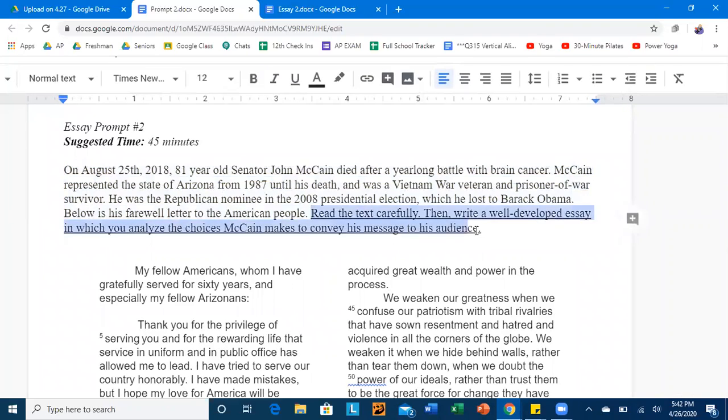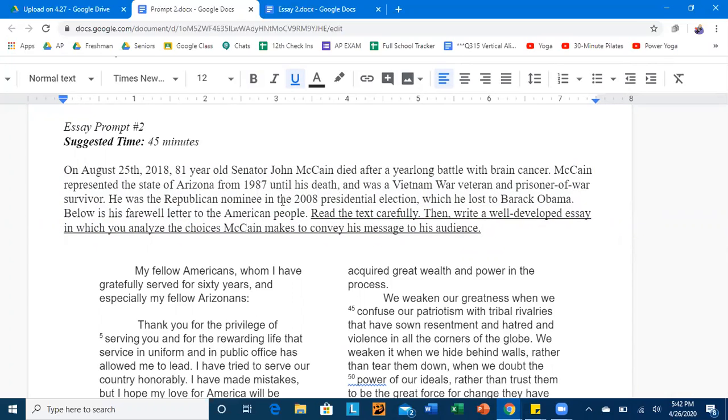Then the underlined part, which won't be underlined on the AP exam but will be very similar to this, tells you what to do. That's always going to be a very similar thing. So make sure you always read that prompt very clearly, because it does give some insight.